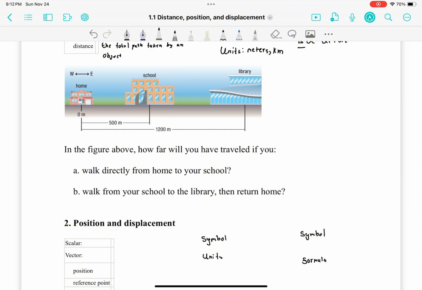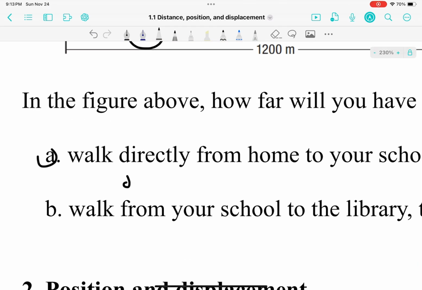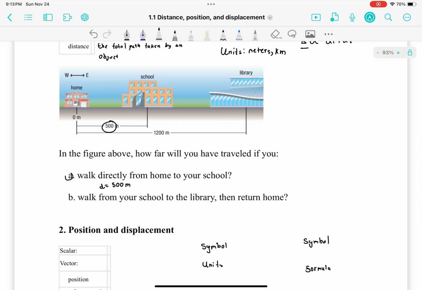So to understand how we can use distance, we can try to do it here. It says in the figure above, how far will you travel if you walk directly from home to school? So that's for part A. From home to school, it's already given to us, and it just says 500 meters. So here we can just write D is equal to 500 meters. The next part says, how much will you have traveled if you walk from your school to the library, then you return home. So you go all the way back here.